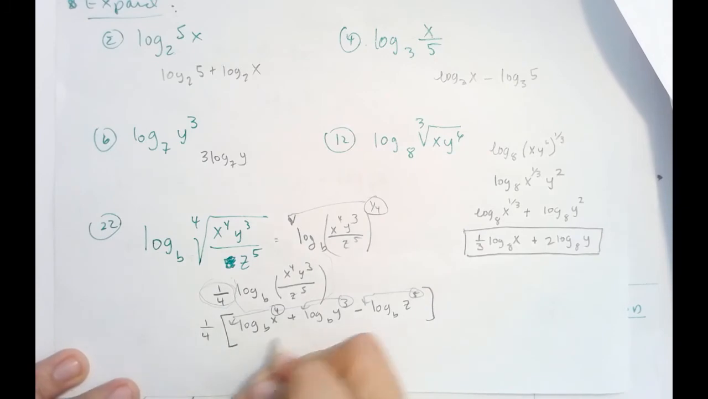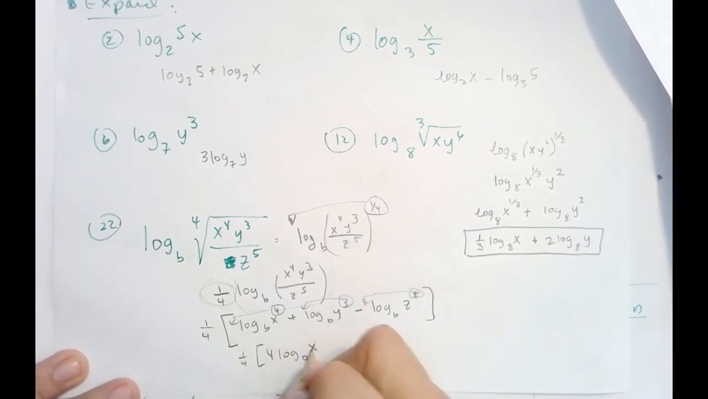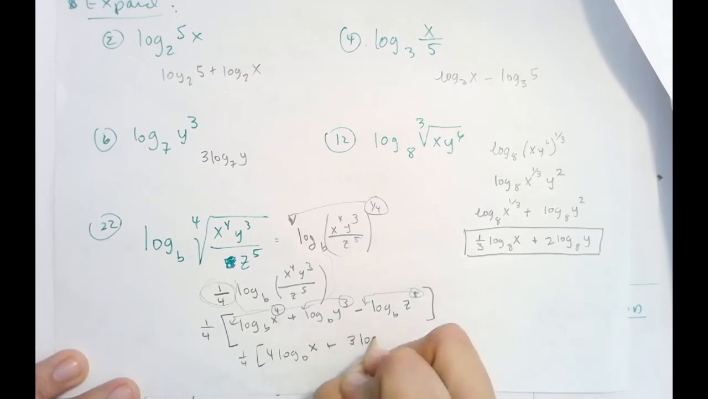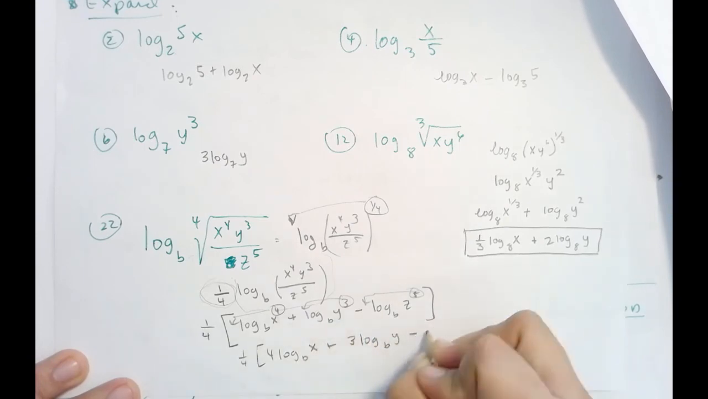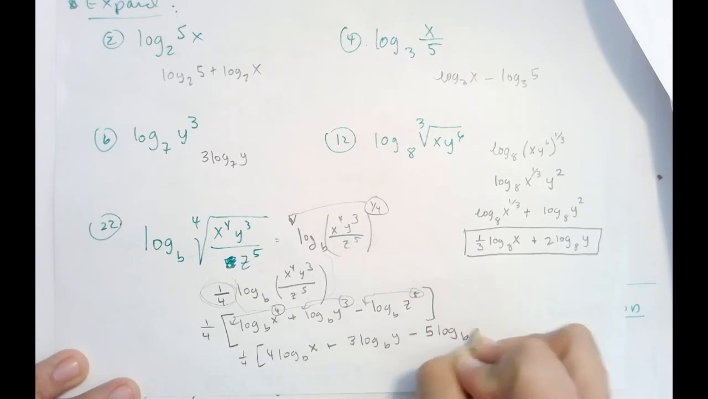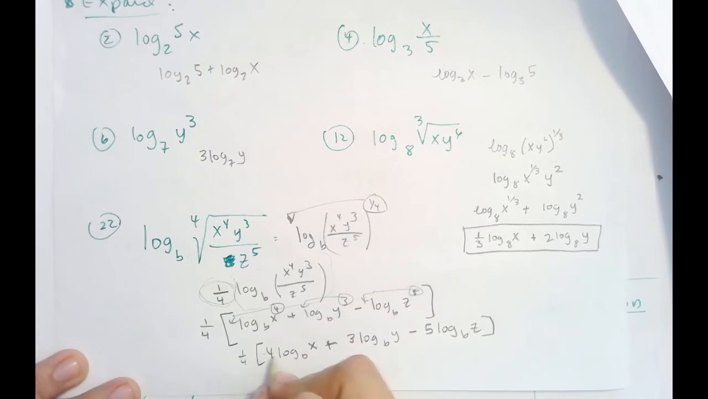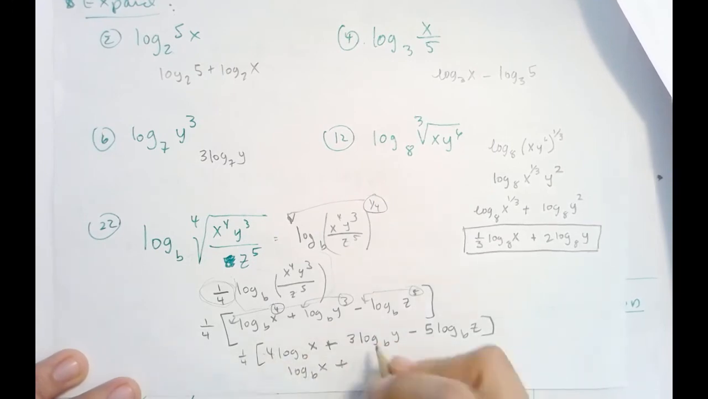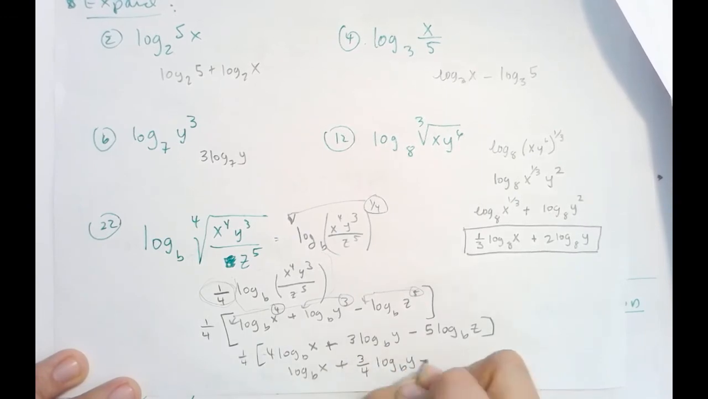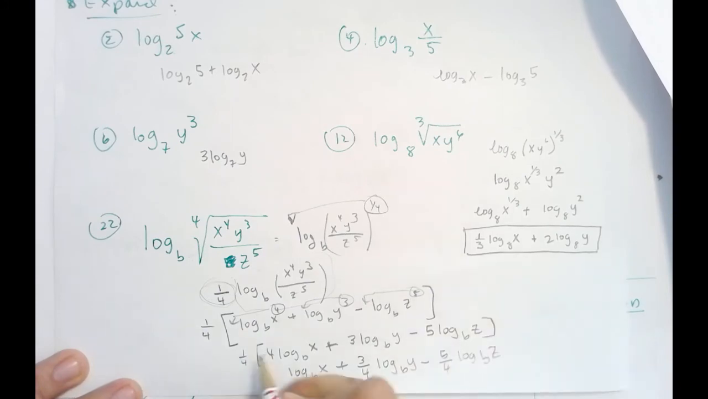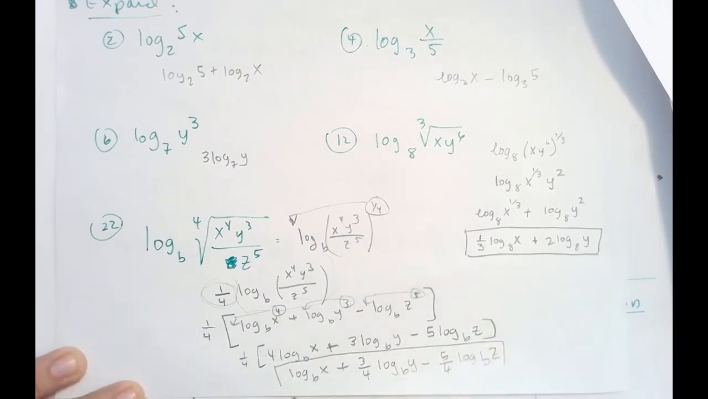And I have here 1/4 times 4 log base b of x plus 3 log base b of y minus 5 log base b of z. And I'm just going to distribute that 1/4. 4 times 1/4 is just going to be 1, so log base b of x plus 3 times 1/4 is 3/4 log base b of y minus 5/4 log base b of z. And that is your final answer.